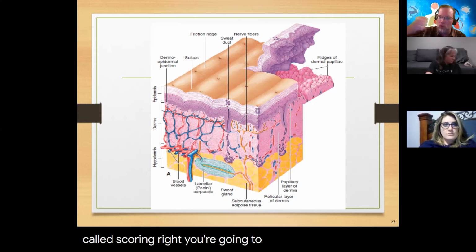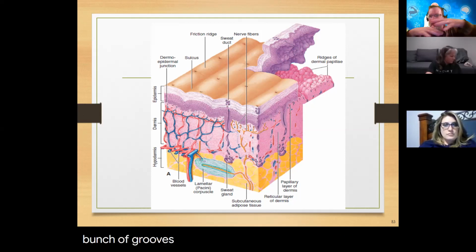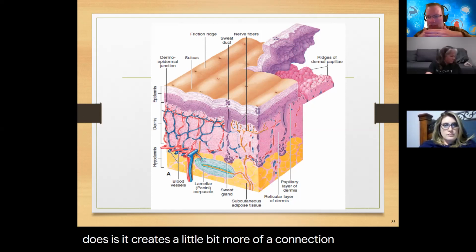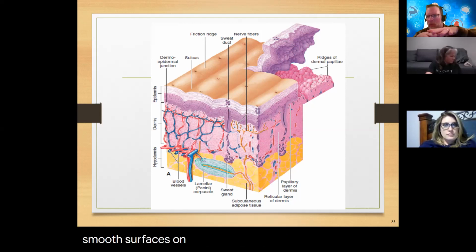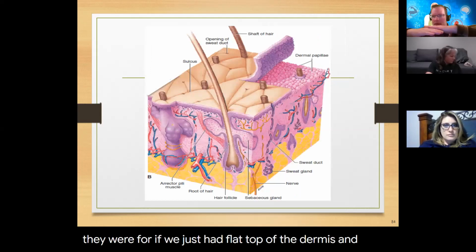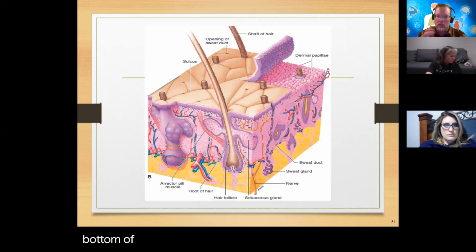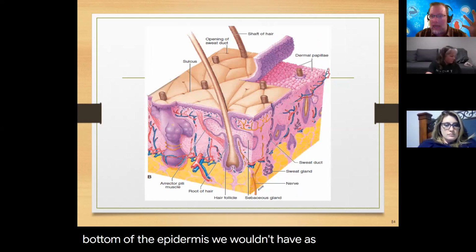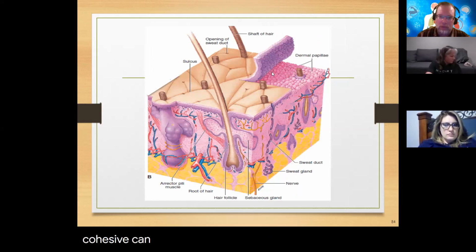You're going to put a bunch of grooves into the surfaces, and what it does is it creates a little bit more of a connection. Instead of smooth surfaces on top of one another, you have kind of a rough surface connecting a rough surface, and you generally get a better connection. So that's in essence what the papillae were for. If we just had flat top of the dermis and a flat bottom of the epidermis, we wouldn't have as good of a cohesive connection with those two layers.